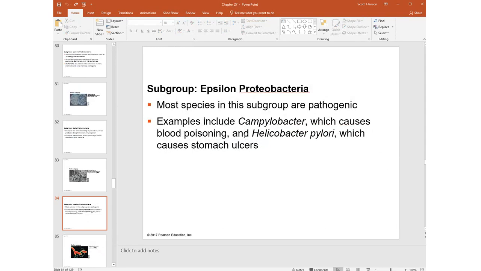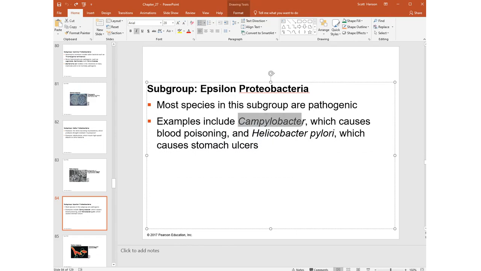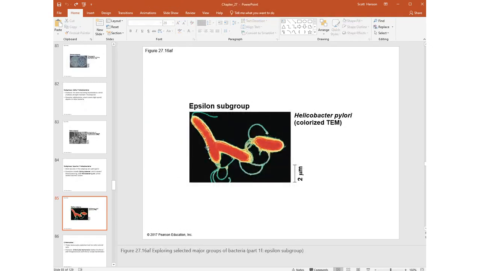Then epsilon proteobacteria. Most of the species in the subgroup are pathogenic. So Campylobacter causes blood poisoning. And also Heliobacter pylori, which causes stomach ulcers. And here's a nice color photograph of Heliobacter pylori.